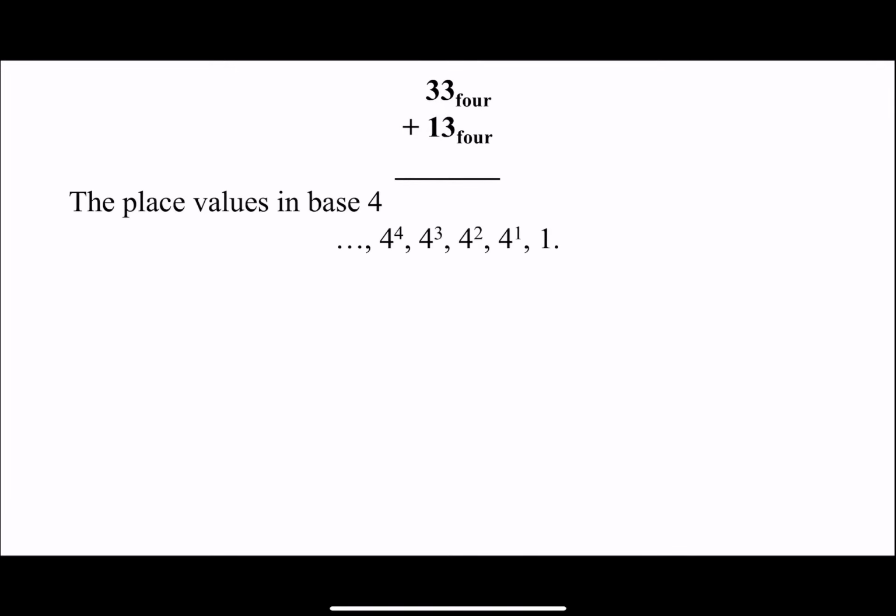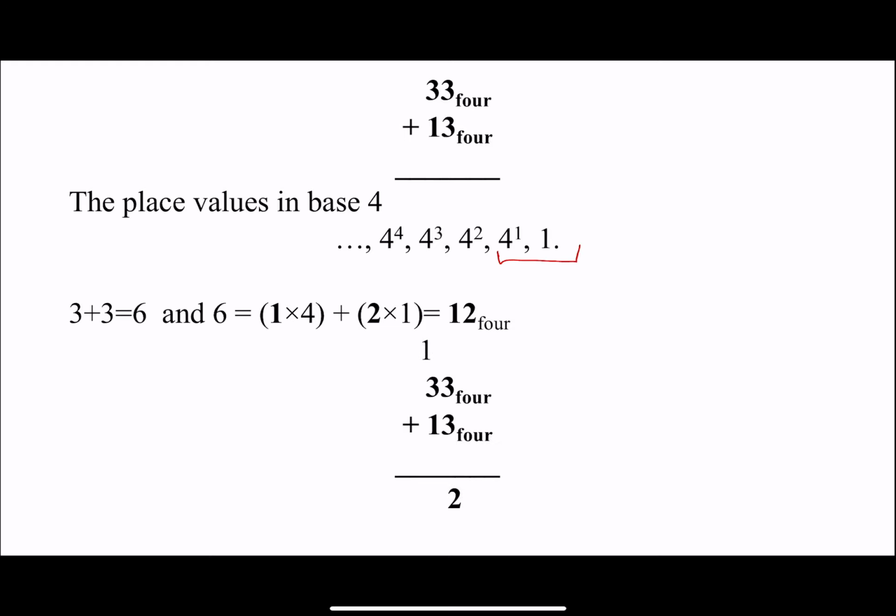So I wrote down the place values. I chose the place values that are equal or less than the numeral that we want to convert, and I found that one group of 4 and 2 groups of 1 build up 6. So the answer is 1, 2, right? So I placed 2 and I carried the other digit.